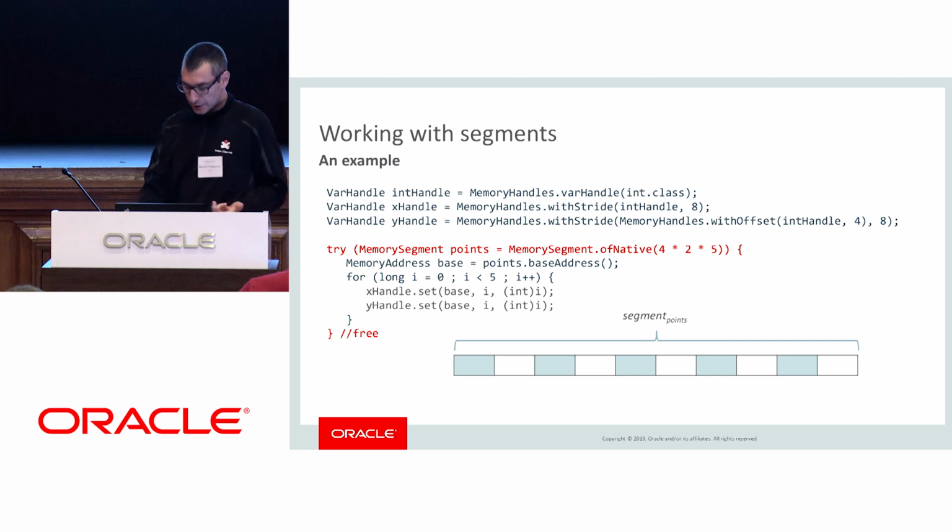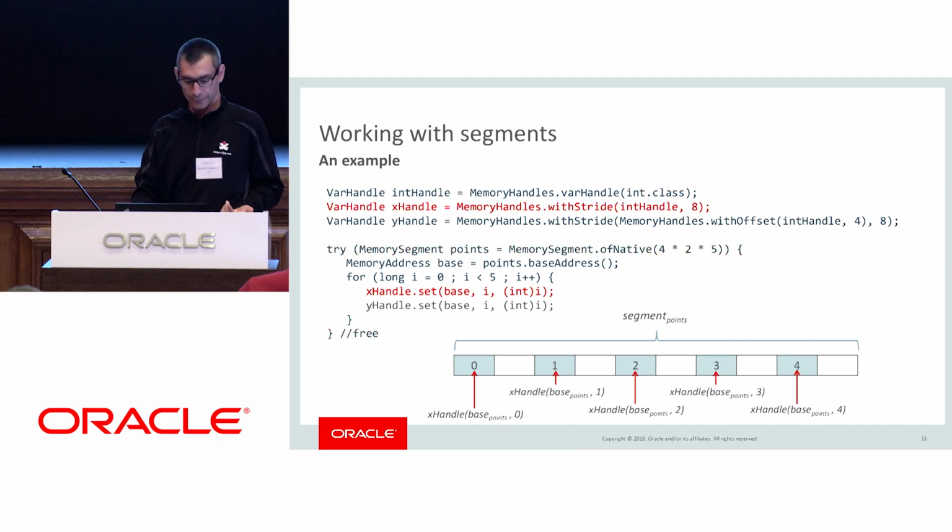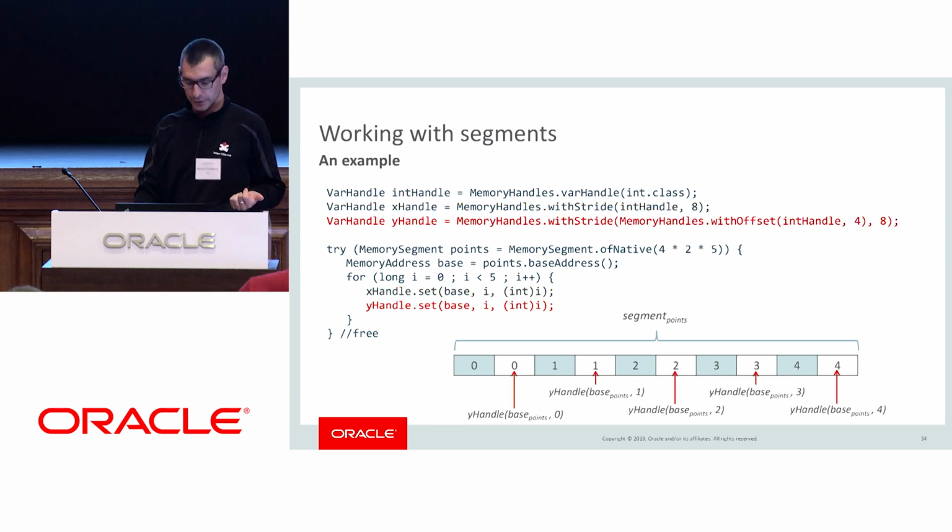And then once we have created the segment, we can use one of the 2 VarHandles for accessing all the x's and all the y's. Those are constructed in a very similar way to the one that I showed you before. Then we can set all the x elements inside a loop, and then all the y elements. And then when we close the try-with-resources, the memory will be freed.